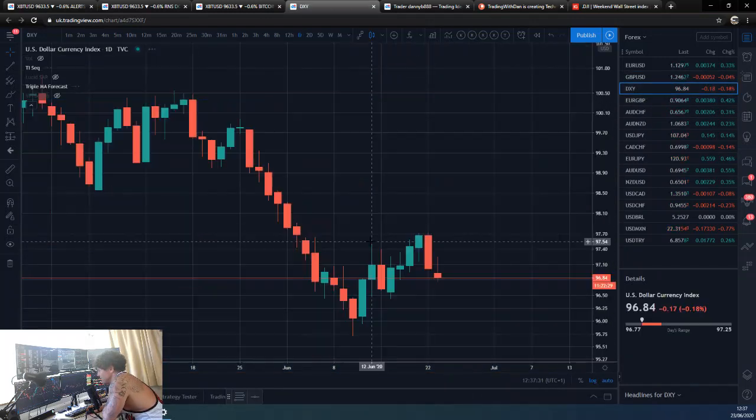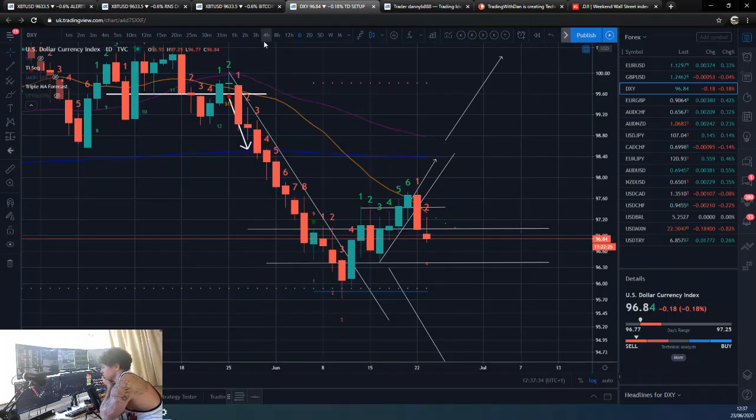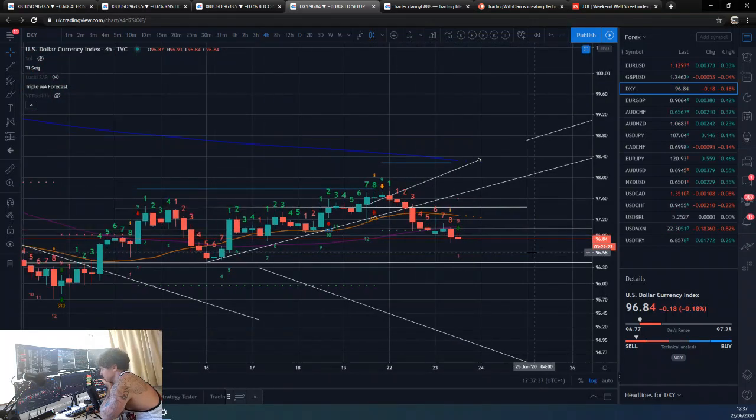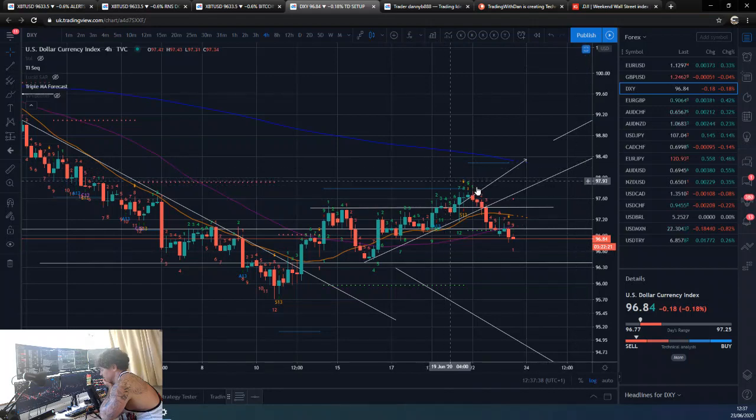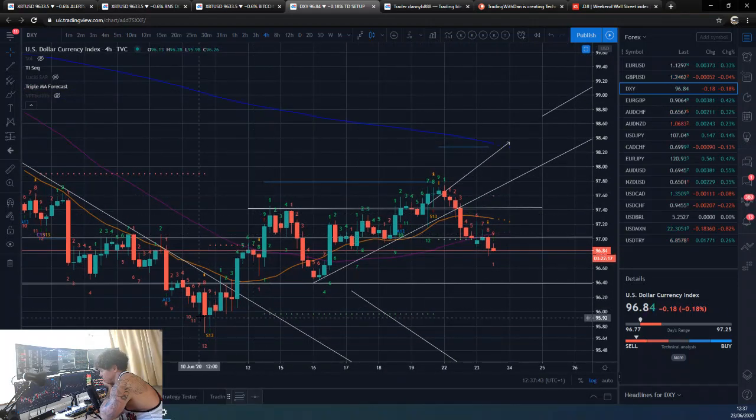Right, dollar index. Dollar index is taking a turn down. Did we have something on the 4 hour on here? Yeah, we did. We had that 4 hour that we turned down from. So, a perfect 4 hour 9. Great 4 hour 9 here. This 9 was obviously good.